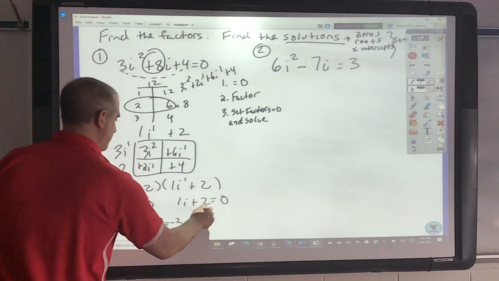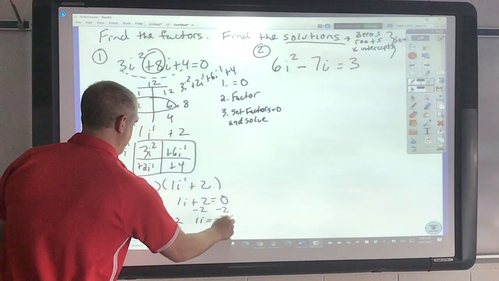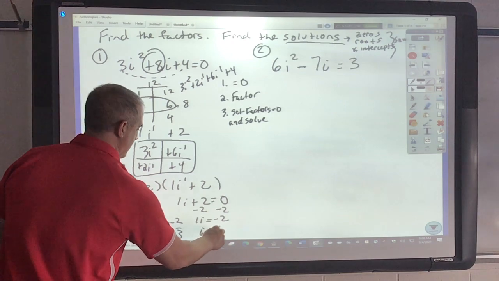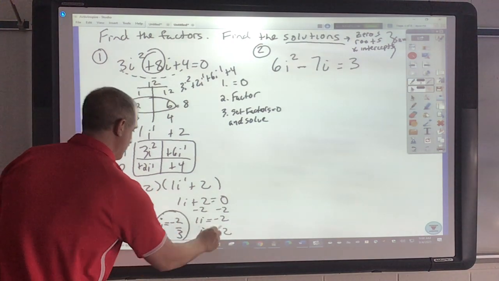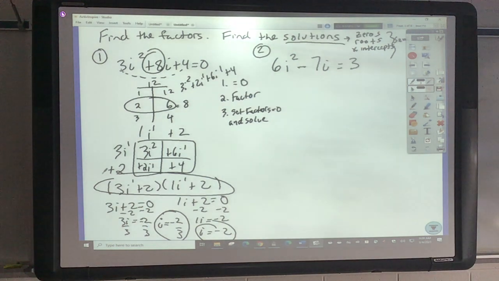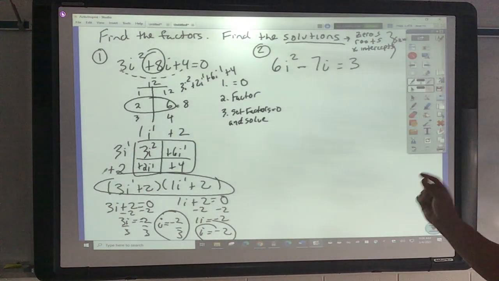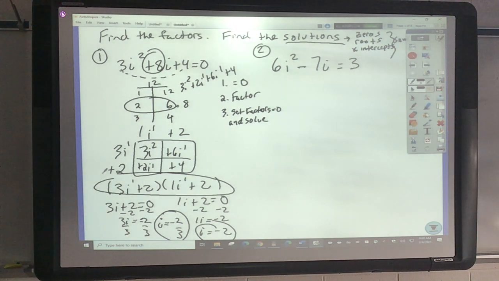This one I subtract 2. That's just going to be 1i equaling negative 2. If you want to divide by 1, you can. Doesn't matter. So here are the solutions, here are the factors. All we're adding to that is you're just taking that little factor and making an equation out of it and solving for i.